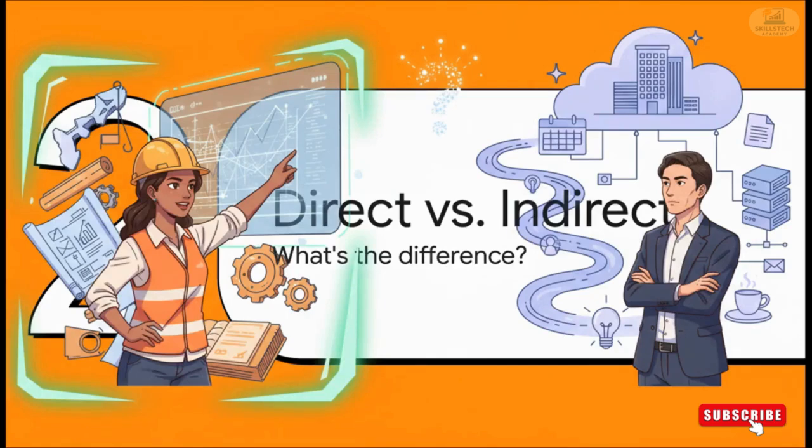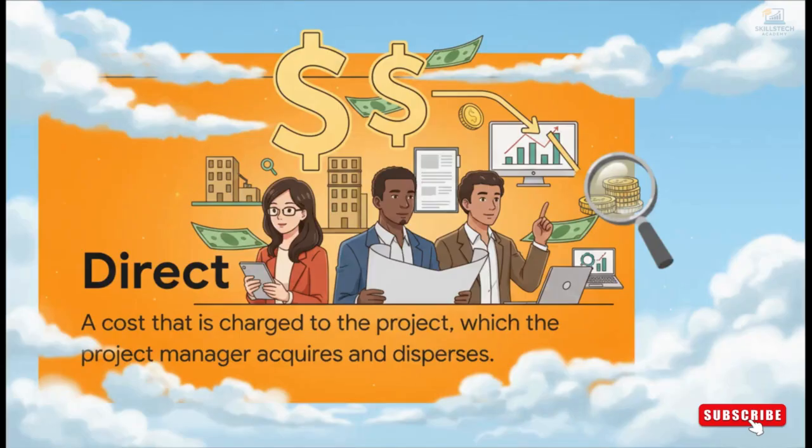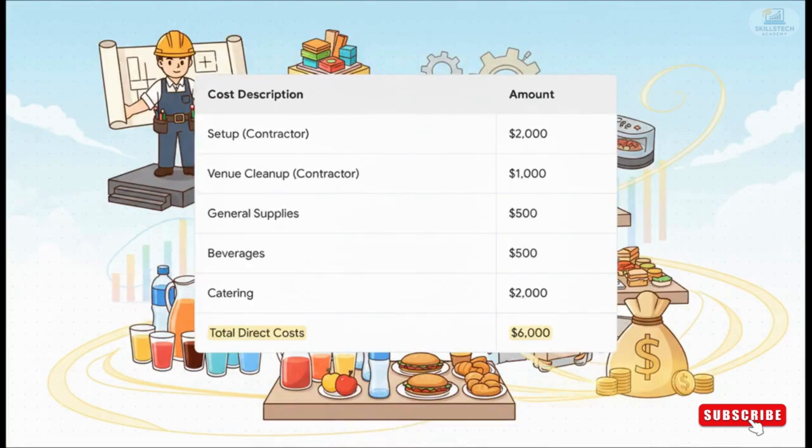So let's tackle those first 2 buckets right away. Getting the difference between direct and indirect costs is, and I mean this, absolutely fundamental to building a budget that actually works. So, what's the real distinction here? A direct cost is pretty much what it sounds like. It's an expense that gets charged directly to your project. This is the money that you, as the project manager, are going to have to ask for and keep track of.